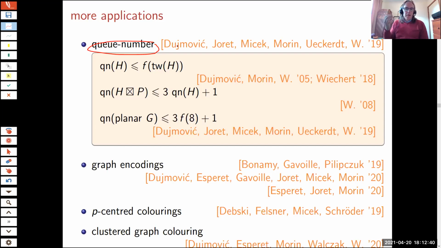But it's the same paradigm for proving that planar graphs have bounded Q number. First of all, you show that bounded tree width graphs have bounded Q number. That was done some years ago. But then you have a lemma for the products. The Q number of H times a path is at most 3 times the Q number of H plus 1. And you just put the two things together and you get a bound on the Q number of planar graphs. And that was the main open problem in that field, whether planar graphs have bounded Q number. And that was the original motivation for developing the product structure theorem.